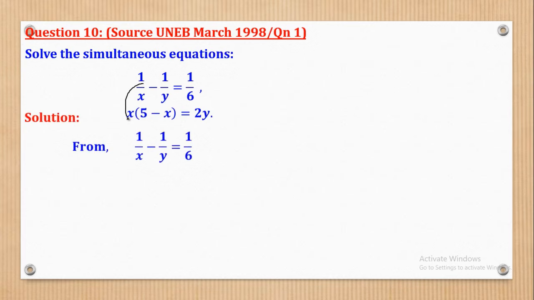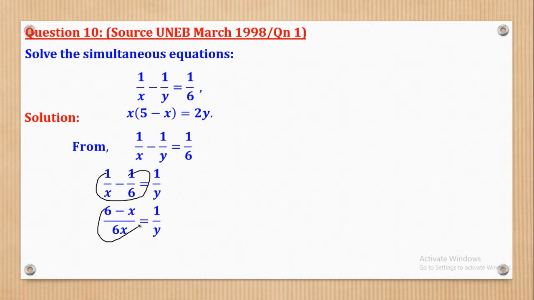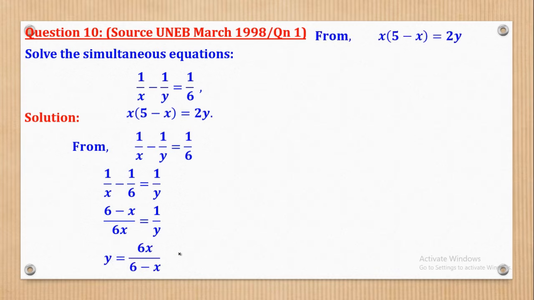Now from this one, I can rearrange, take this one this side and bring this one this side to come up with this expression. Then get the LCM for this left hand side, which is that. So that means that y is equal to 6x over 6 minus x. Now that I've made y the subject, I can come now to this second equation and then substitute for y.